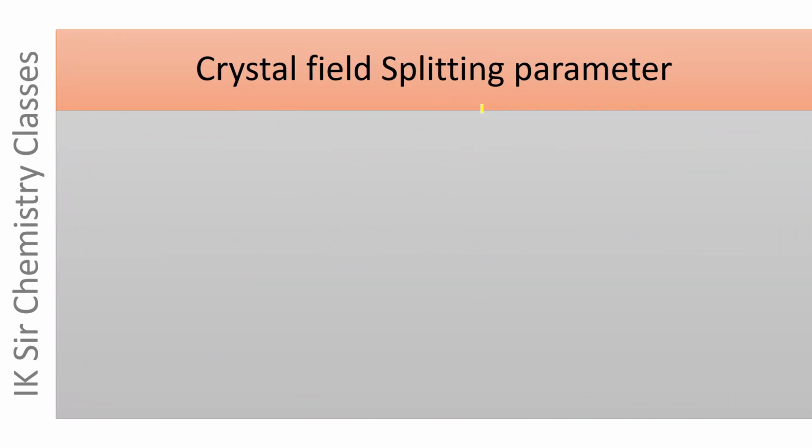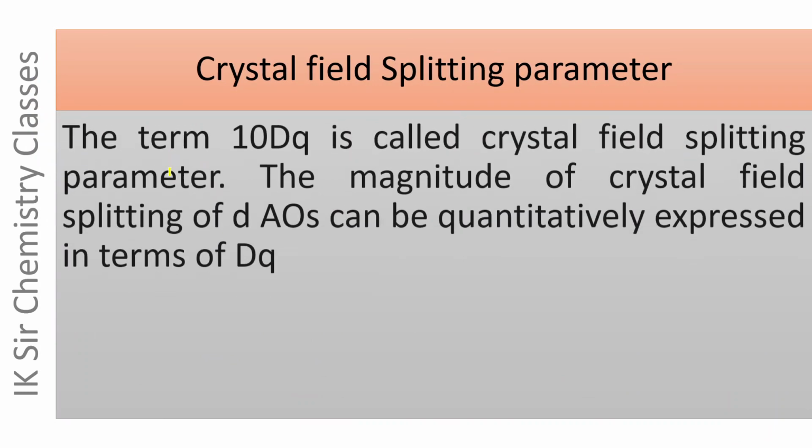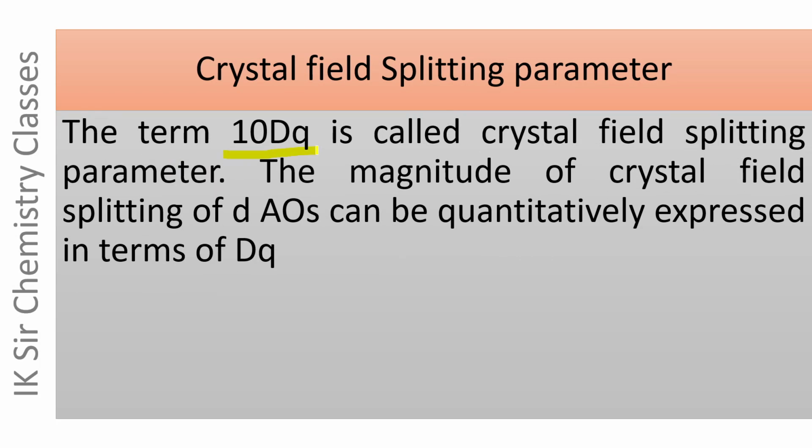Crystal field splitting parameter. The term 10 dq is called crystal field splitting parameter. The magnitude of crystal field splitting parameter, in other words, the magnitude of crystal field splitting of d atomic orbitals in a complex compound, can be quantitatively expressed in terms of dq.